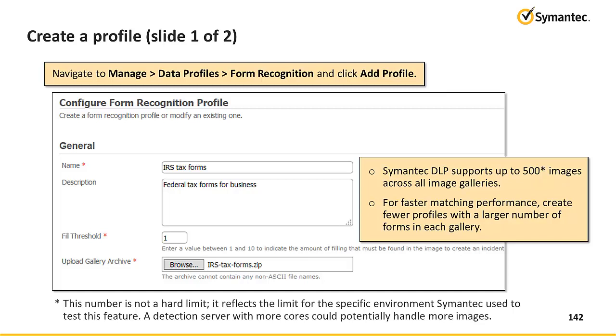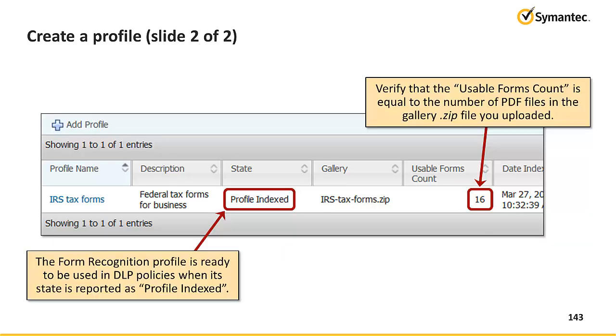Step 3. Specify a filling threshold value from 0 to 10. A value of 0 indicates that minimally filled out forms, for instance ones with only 1 or 2 fields filled in, will still result in a match, while a value of 10 indicates forms must be mostly or completely filled out for a match to occur. When finished, upload the gallery zip file you created and then save the profile. Afterwards, click the Refresh button in the Enforce Administration console until the profile state is listed as Profile Indexed. Additionally, the usable forms count value should be equal to the number of PDF files you included in the gallery zip file.